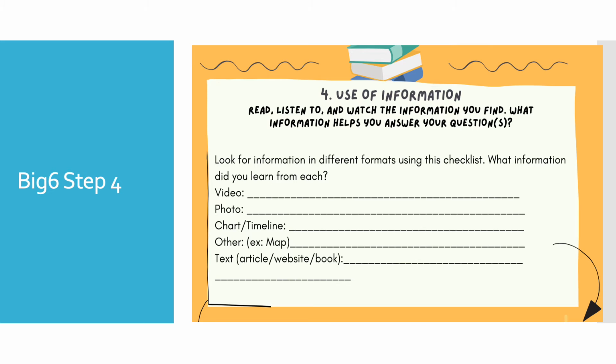Step 4 is use of information. Read, listen to, and watch the information that you find. What information helps you answer your questions? So on your handout, I want you to look for information in different formats using the checklist I've created. What information did you learn from each? Now remember, it's important to use a variety of information types to help gather your information. This can be videos, photos, charts, timelines, maps, and of course, text information.